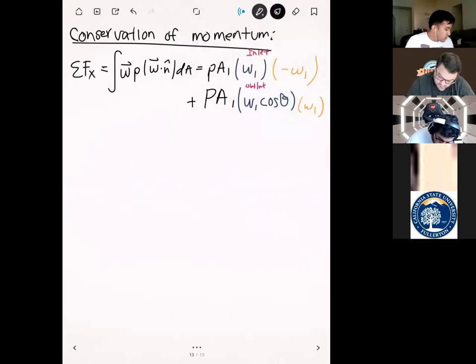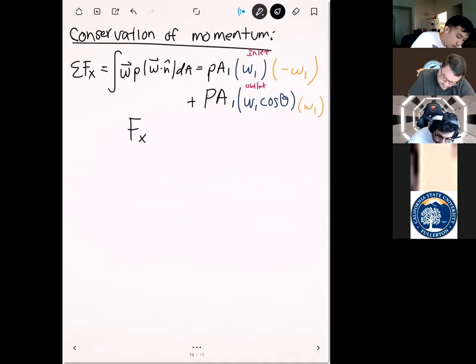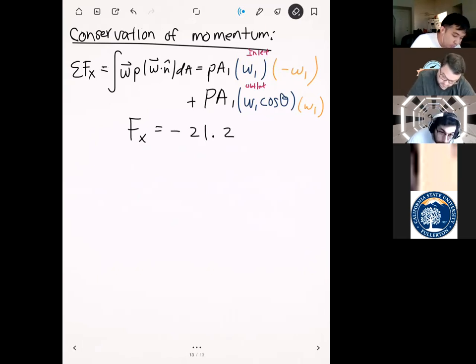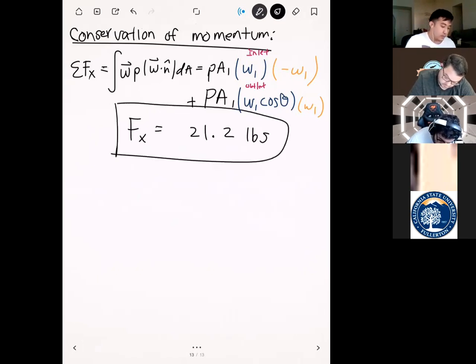And so if we plug in all the values for this, we get the force in the X direction is equal to minus 21.2, or positive 21.2, sorry, positive 21.2 pounds.